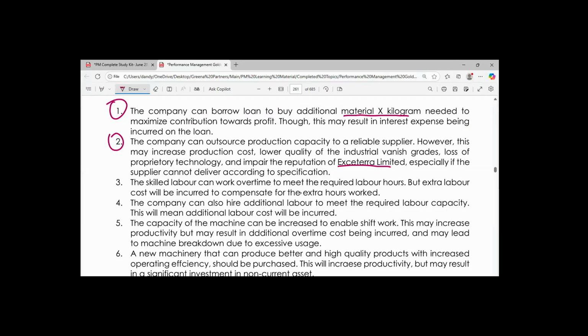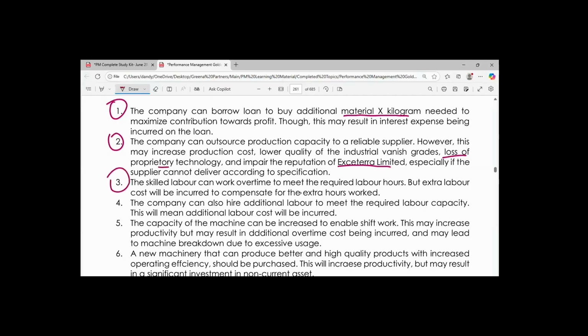So the kind of cost that may arise if the company outsources production capacity would be loss of reputation or loss of proprietary technology. It's not compulsory that you indicate all of this. You can just mention one or two of them, and you are good to go, all right?